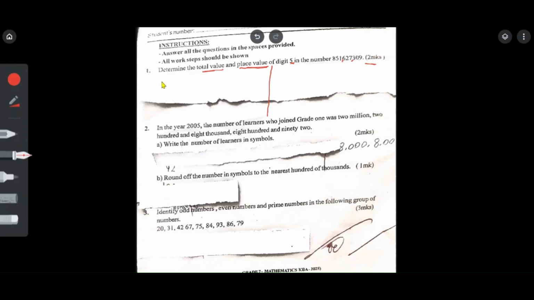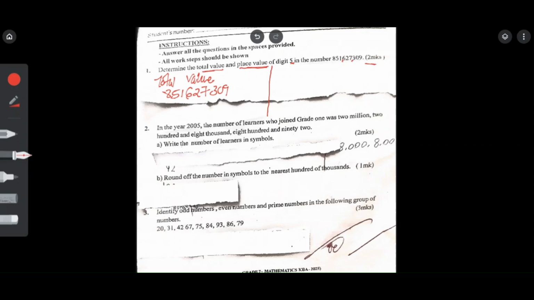At the first point, I want to get the total value of this. So the total value has 1 mark and the place value has the other mark. If I write the number like this, we have 851, we have 627, and we have 309. We have the total value of this 5.